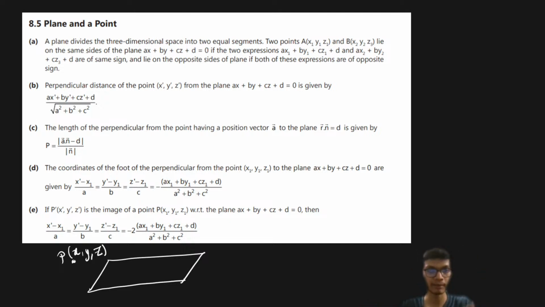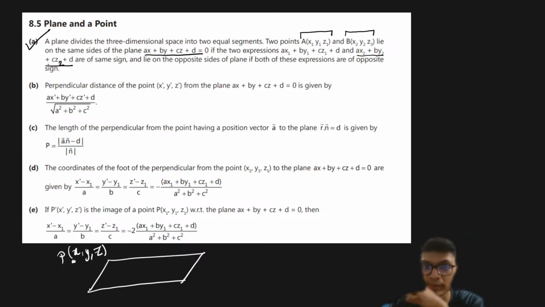Now see, the first point over here is that a plane will divide the three-dimensional space into two equal segments. So a point A, given as (x1, y1, z1), and a point B, given as (x2, y2, z2), will lie on the opposite or the same side of the plane, given by this expression: a x1 plus b y1 plus c z1 plus d, which is point A satisfying the equation of the plane, and a x2 plus b y2 plus c z2 plus d, which will also be of the same sign.